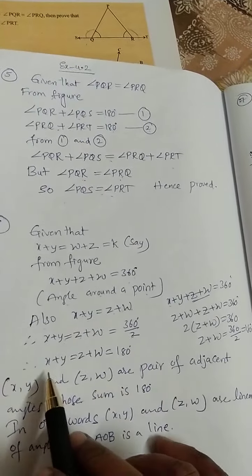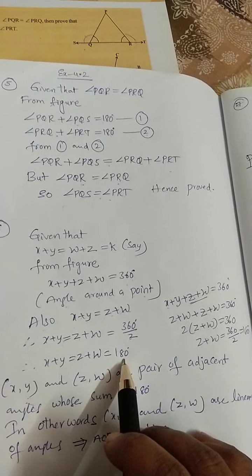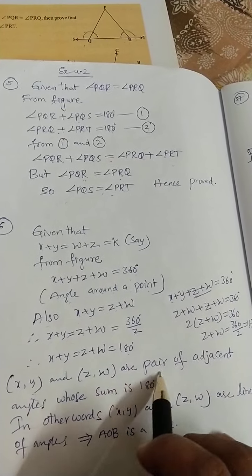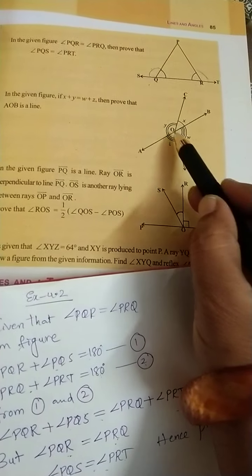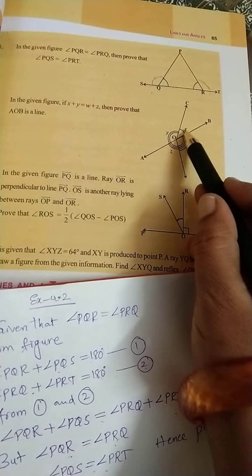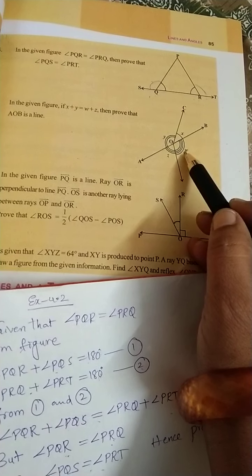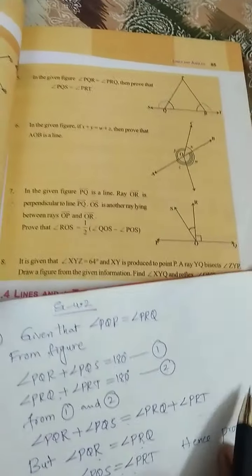Okay, like this way. So x plus y is 180 degrees and z plus w is also 180 degrees. So x, y and z, w are pairs of adjacent angles whose sum is 180 degrees. See here, x, y is a pair of adjacent angles, w, z is also a pair of adjacent angles whose sum is 180 degrees. These are linear pairs also.